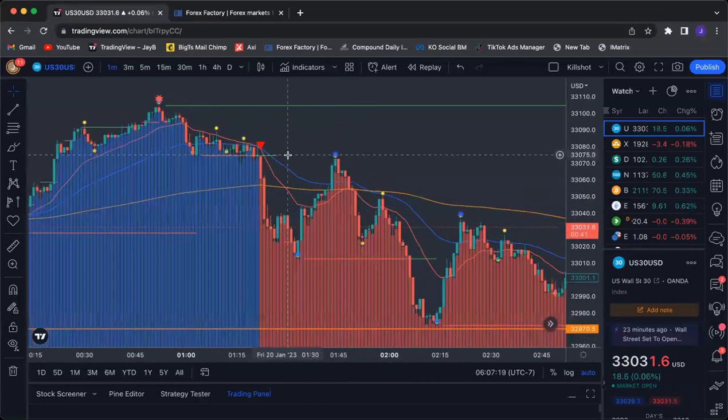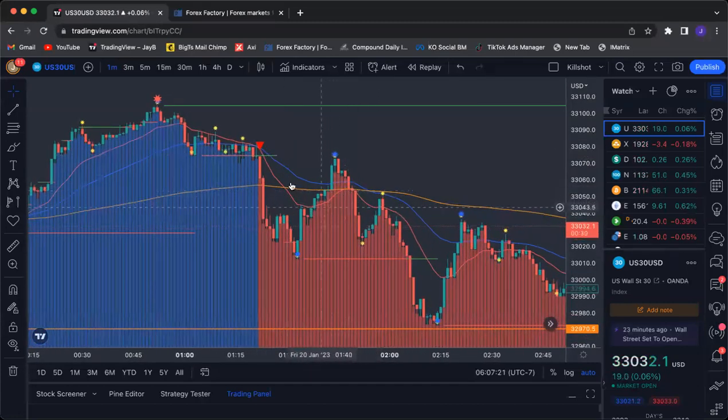Okay, so the red EMA is what we call the 20 EMA. We call that the 20 because it is the price average of the last 20 candles on the chart. That's our first EMA.